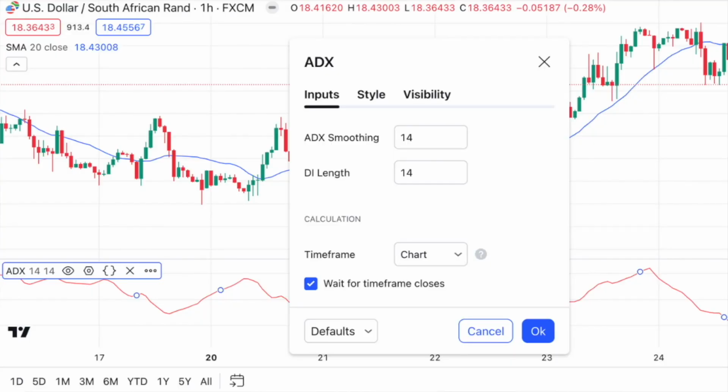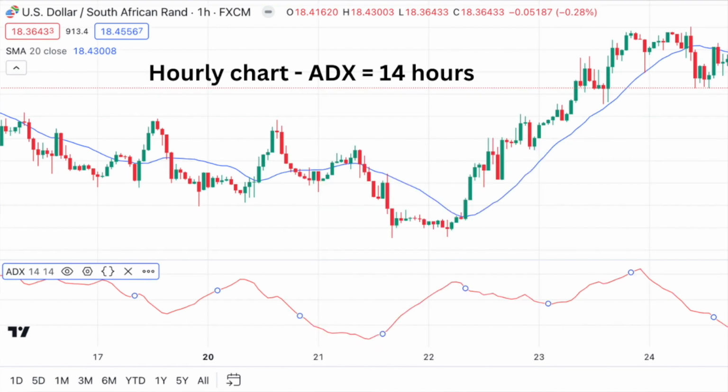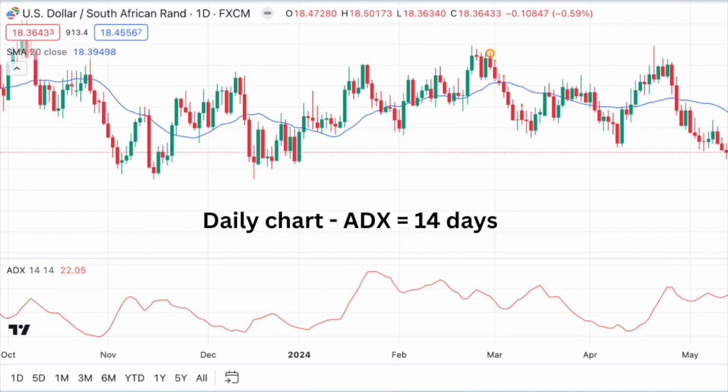The default setting is usually 14, which means it uses the last 14 periods, depending on the time frame of your chart. If you're using an hourly chart, it will be the last 14 hours, and if you're using a daily chart, it will be the last 14 days. The ADX calculation is a little bit complicated, so I'm not going to go into it right now, but essentially the higher the reading of the ADX, the stronger the trend. So let's have a look at what it looks like on a chart.